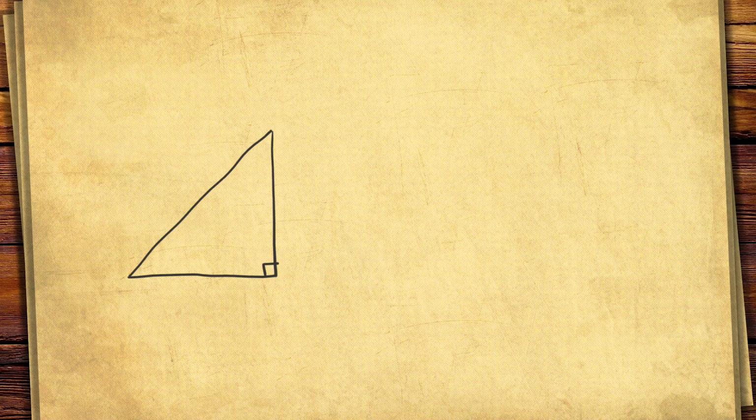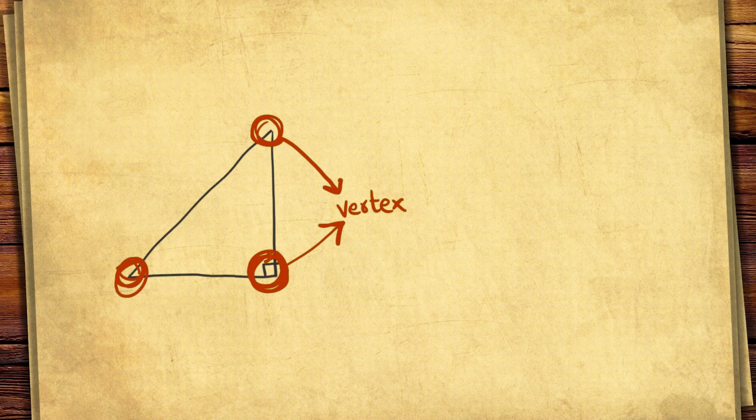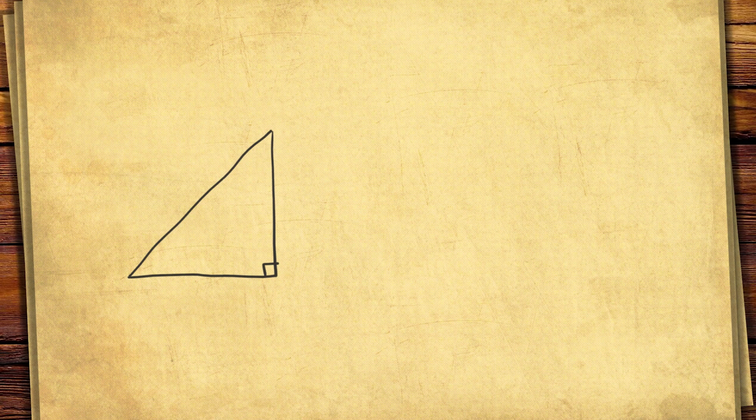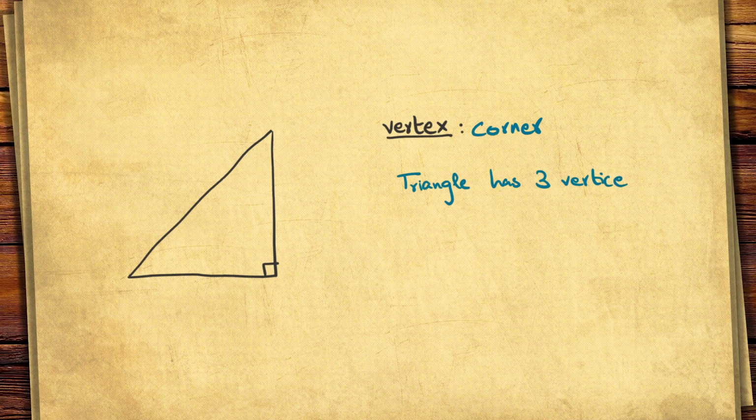First, you need to learn how to name the angles and sides of a triangle. Look at this triangle over here. This corner of this triangle is a vertex. This corner is also a vertex, and this corner is also a vertex. So a vertex is a corner of a shape. A triangle has three corners. That means a triangle has three vertices.